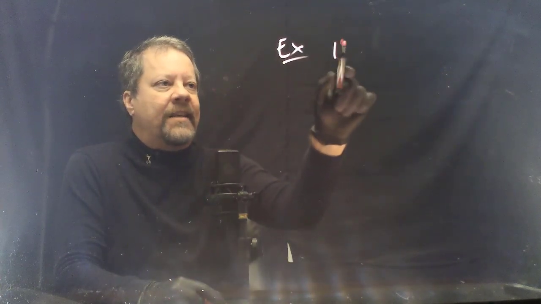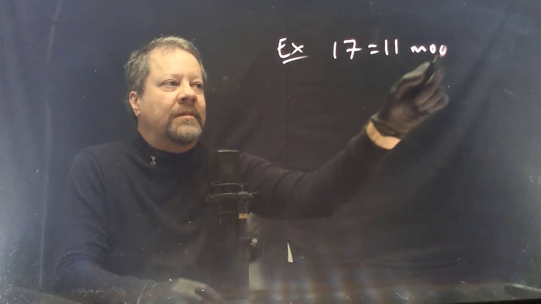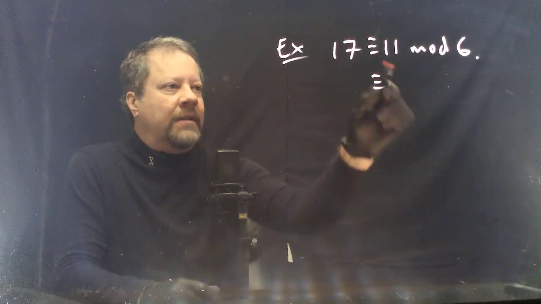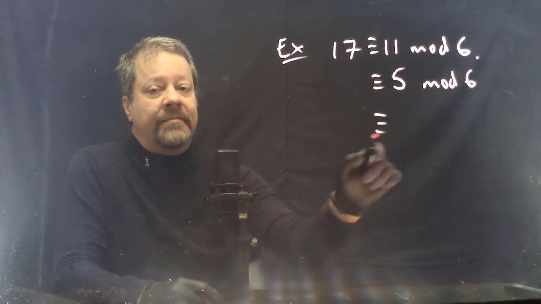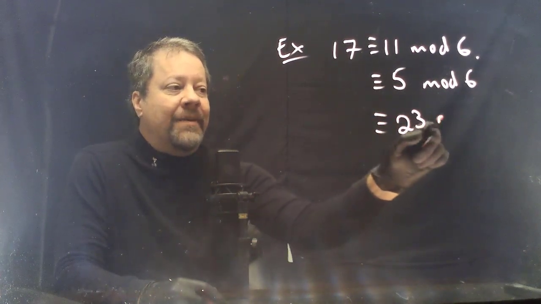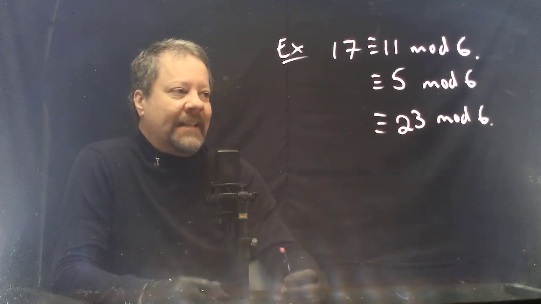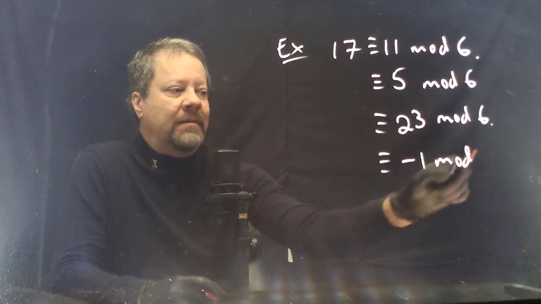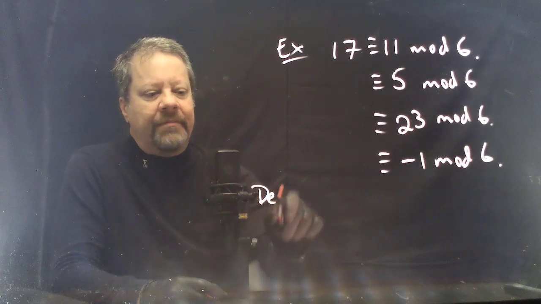Remember that 17 is congruent to 11 mod 6, but it's also congruent to 5 mod 6. It's also congruent to 23 mod 6. You could be adding things as well as subtracting. It's congruent to negative 1 mod 6. You can go negative. We're going to make a definition.